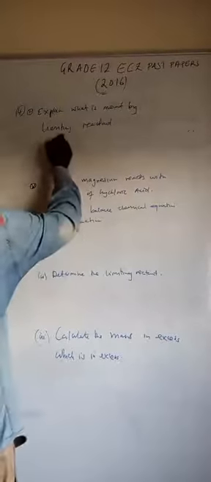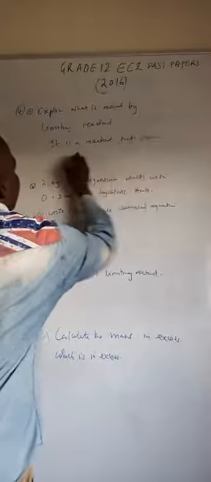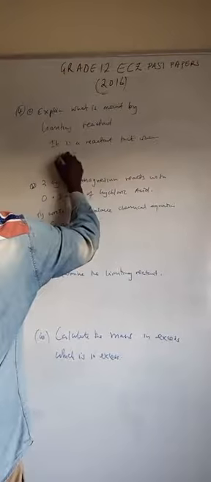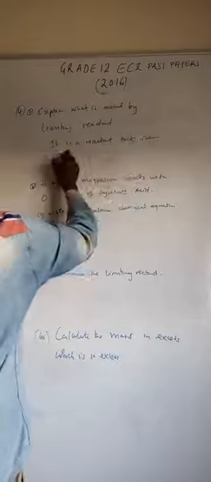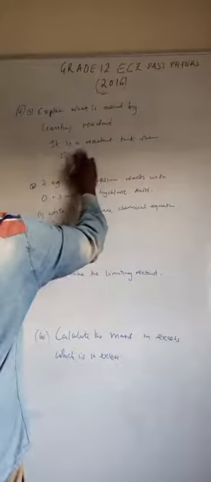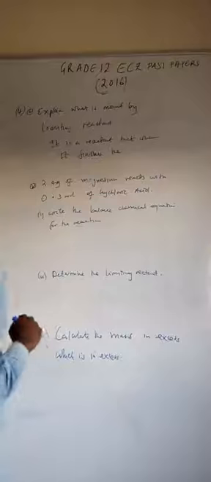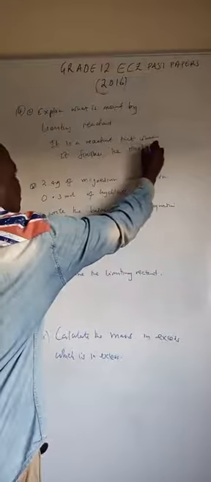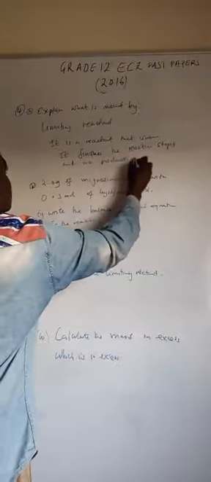So we are going to define a limiting reactant. It is a reactant that when it finishes, the reaction stops and no product is produced.